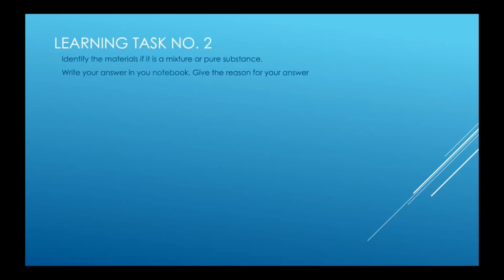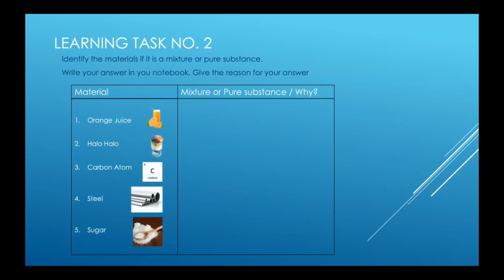Okay, and then in this learning task, you need to identify the materials if it is a mixture or a pure substance. Write your answer in your notebook and give the reason for your answer. Okay, so we have there the orange juice, the halo-halo, the carbon atom, steel, and the sugar. So you need to identify whether it's a mixture or a pure substance and give the reason. Okay, again, you can pause this video and then come back after you're finished. Alright, you can start now.